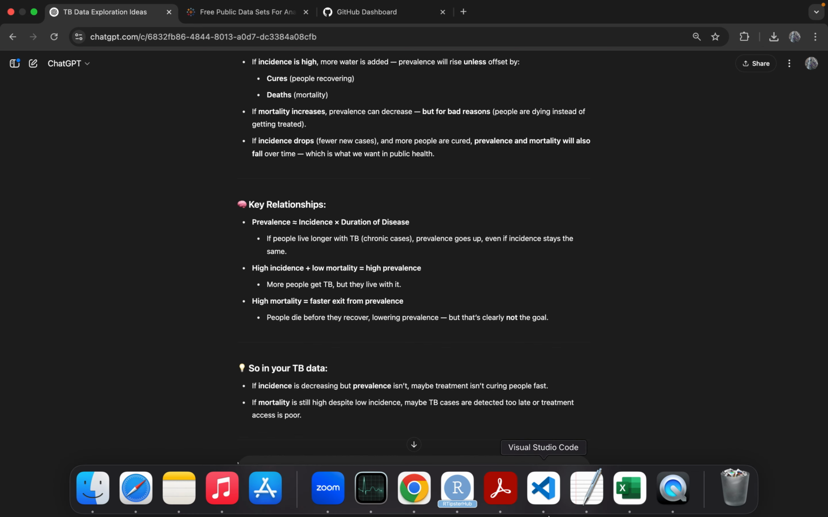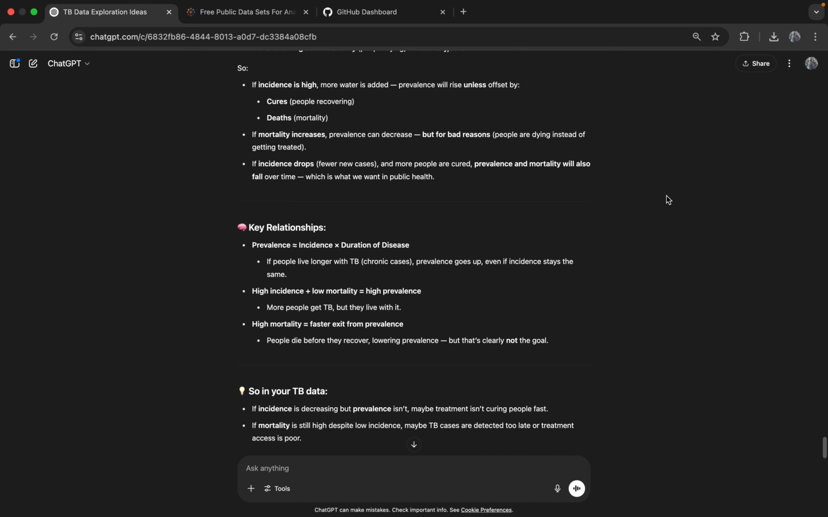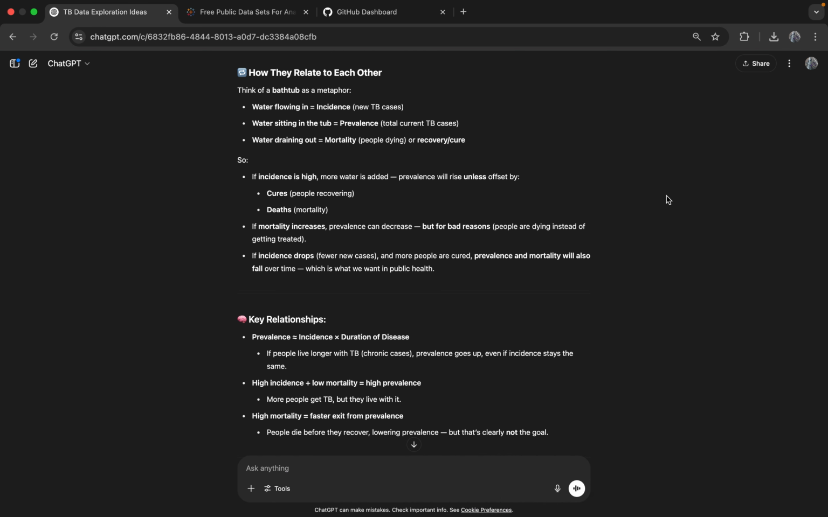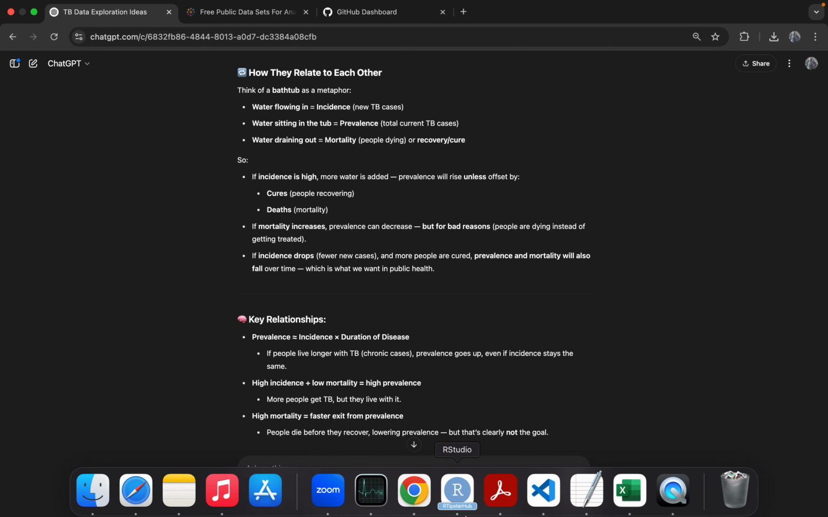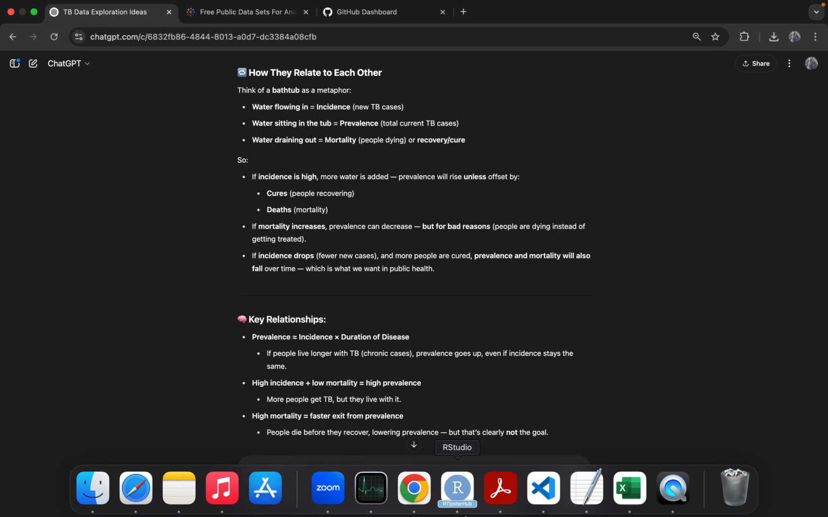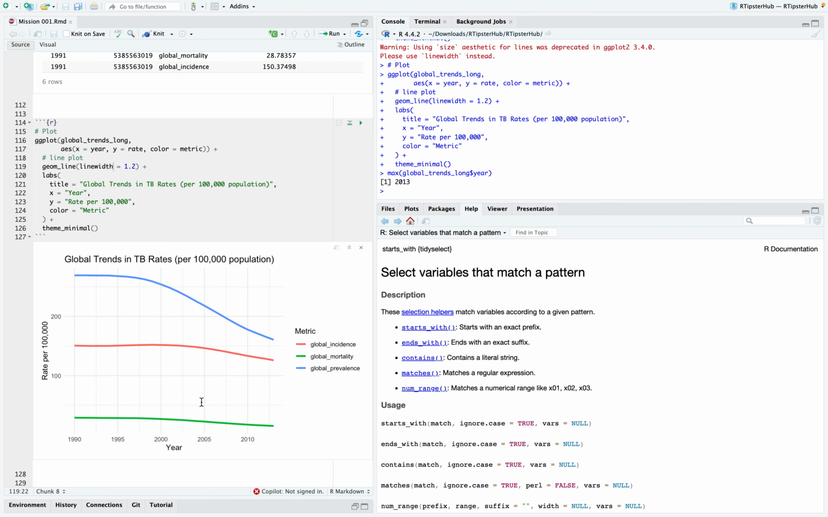Okay, so prevalence is good, but incidence is high, more water. Incidence, water flowing in. Prevalence is decreasing. Okay. Yeah, but we don't see mortality going up, which I think is a good thing because it means more people are being treated. Okay.